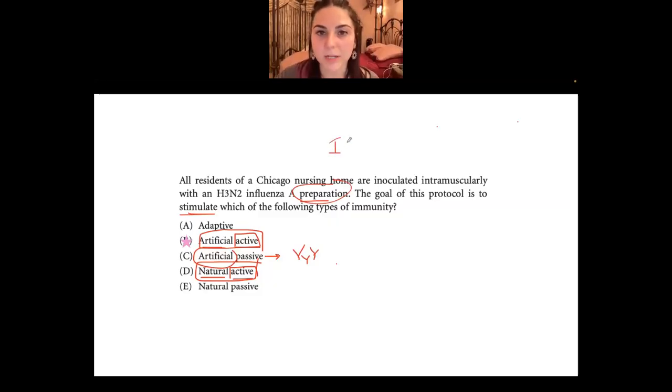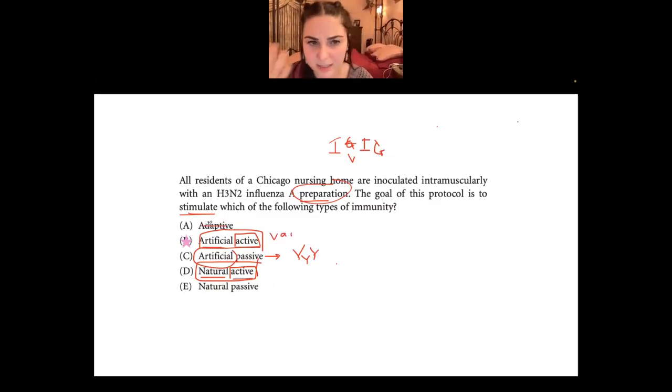IVIG, IV immunoglobulin. That would be artificial passive. Like I'm just giving anti-COVID antibodies to these patients as a way to maybe help them, giving them already pre-made anti-spike protein COVID antibodies. So when they do those infusions in the hospitals, that's artificial passive immunity. Artificial active is like vaccines.